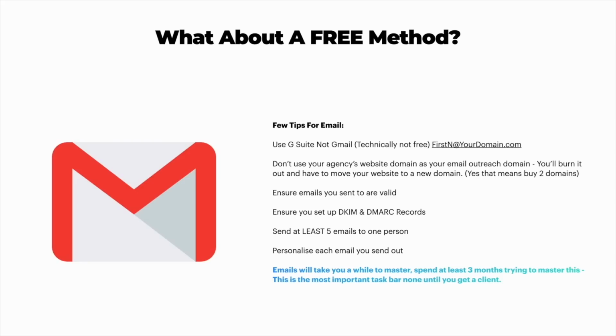Now, emails are going to take you a while to master. This is something, again, that the gurus will not tell you. Email itself is a skill. Writing good emails is a highly profitable skill that will take you a while to master. So what I recommend you do is spend at least 3 months trying to master this skill, because this is probably the most important task bar none until you get a client.